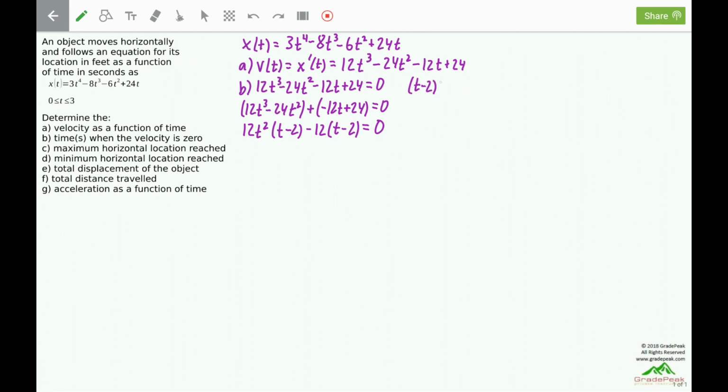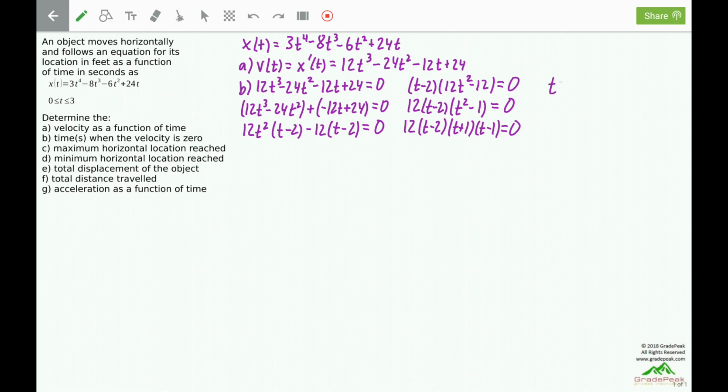So we have t minus 2 multiplying. If we remove these from here, we will have 12t squared minus 12. Now 12t squared minus 12 has a common factor of 12. We can move it to the very front, in front of the t minus 2. If you factor it out, you'll be left with t squared minus 1. T squared minus 1 is a difference of squares, and so it can factor into t plus 1 and t minus 1.